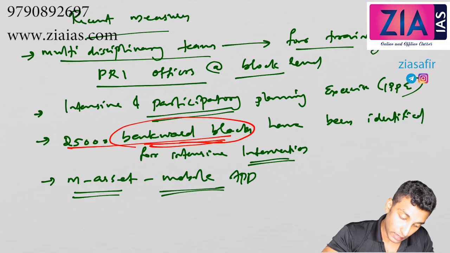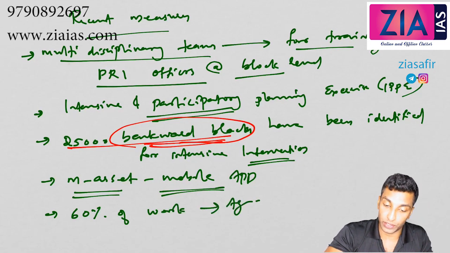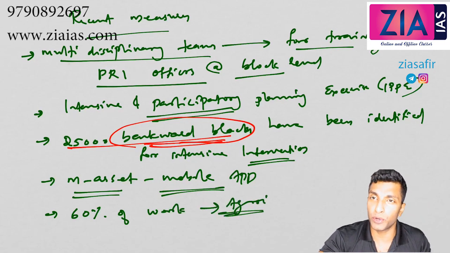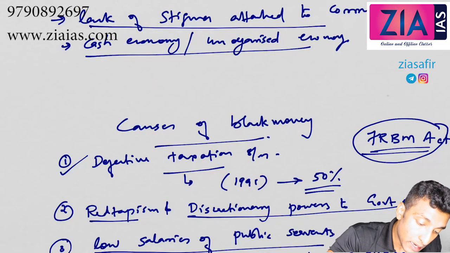Then 60% of work is to be related to agriculture. So it actually improves agriculture productivity. So that's about the recent measures. Now we will see some achievements.